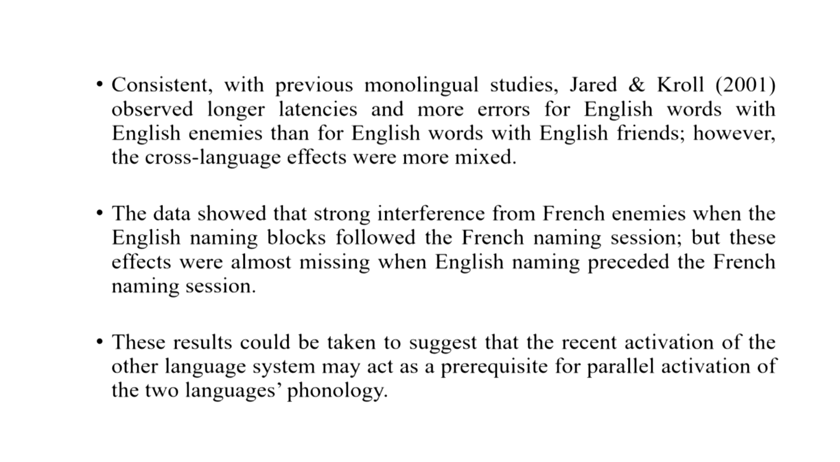However, the effects from cross-language trials were slightly more mixed. Let us look at them. The data showed strong interference from French enemies when the English naming blocks followed the French naming blocks. Remember, they had used a French filler naming block, but these effects were not found when the English naming preceded the French naming session. So, when they were just naming in English without any activation of French, there was no cross-language interference found. However, when they named in English after they had recently named in French, there is a slightly higher activation of the French lexicon, which is leading to some kind of interference in the naming of these words with French enemies.